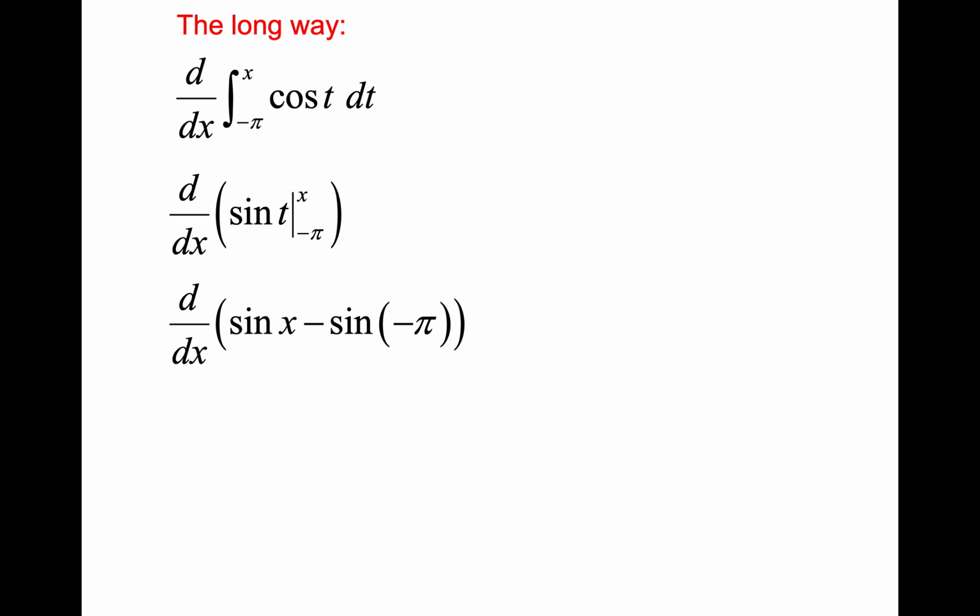So for example, here's the long way. This is not using the fundamental theorem of calculus. This is evaluating the integral using antiderivatives and then taking the derivative of that. So the antiderivative of cosine t would be sine t, and you would evaluate that from negative pi to x, plugging in x and negative pi and then subtracting like we've done. Sine of negative pi equals 0. So you get the derivative of sine x, just carrying the derivative sign down. So the derivative of sine x is cosine x, and that would be your answer.